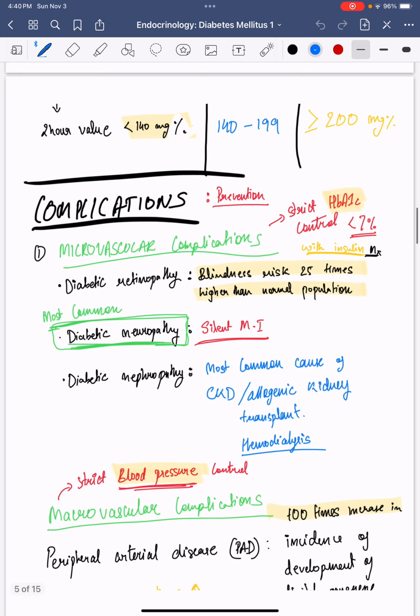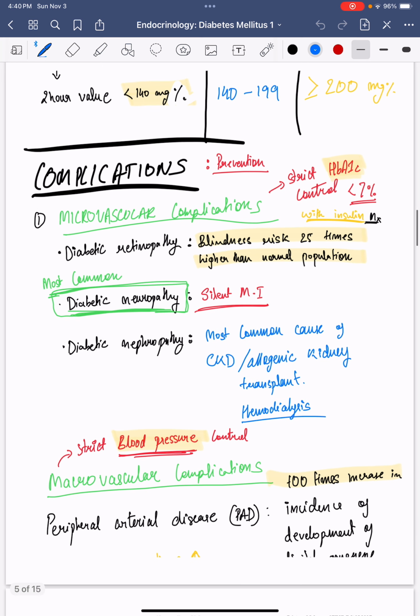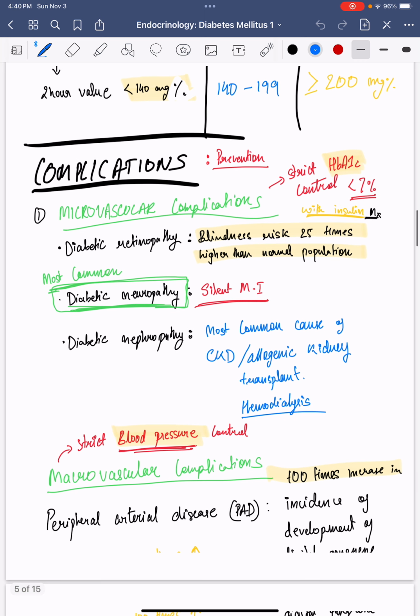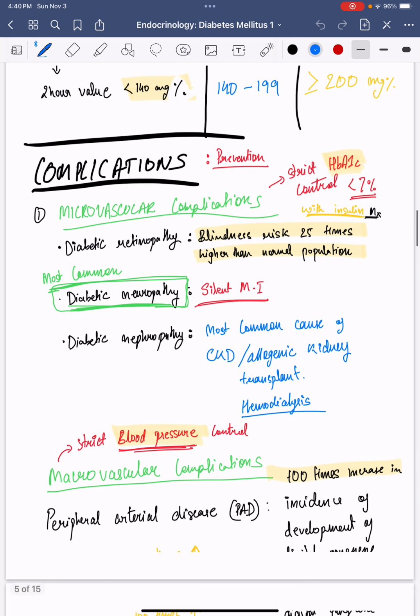So what are the complications of diabetes mellitus? The first complication we'll talk about is microvascular complication. Microvascular complication can be diabetic retinopathy, diabetic neuropathy, or diabetic nephropathy.